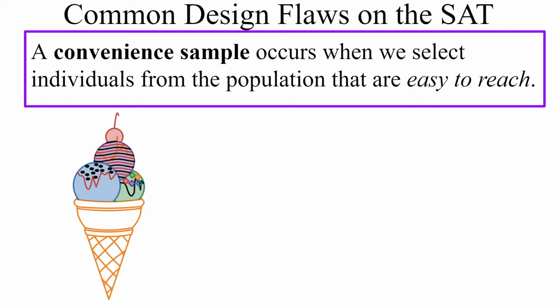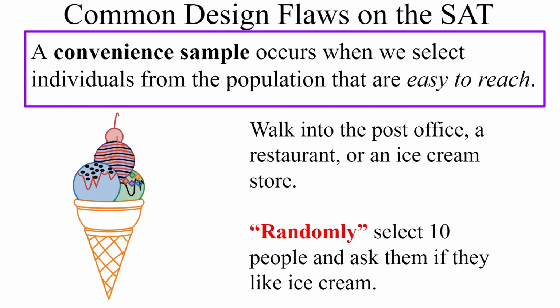Let's say we're doing a survey and we want to ask people if they like ice cream. Let's say I go to a post office, a restaurant, or an ice cream store. Any location would be a problem, but especially an ice cream store, because you can imagine the people who are there already like ice cream. And then I walk in and just randomly select 20 of the people that are there that day and ask them if they like ice cream. I'm obviously going to get skewed results.